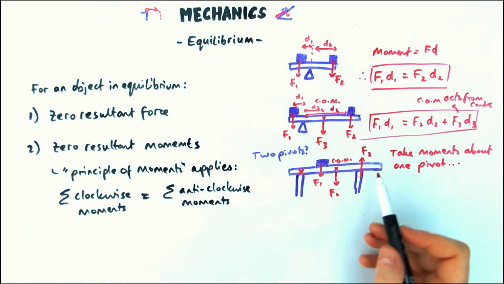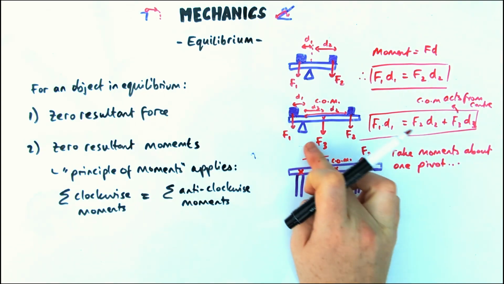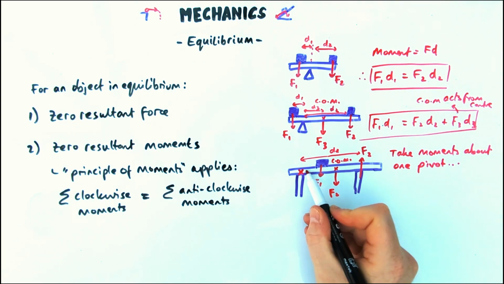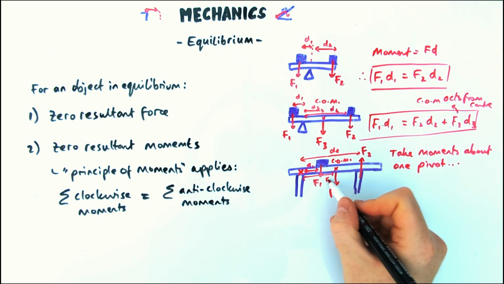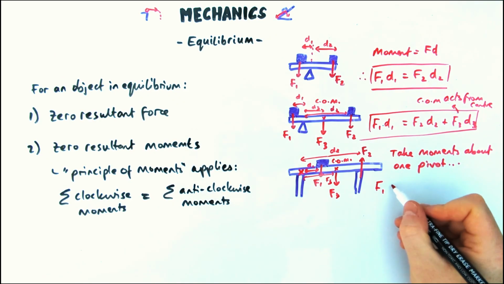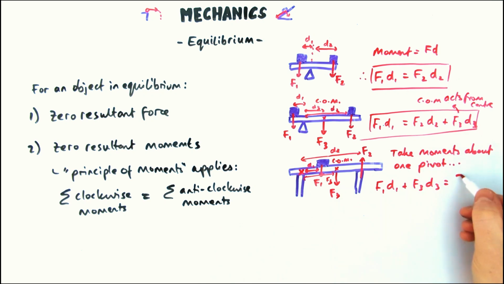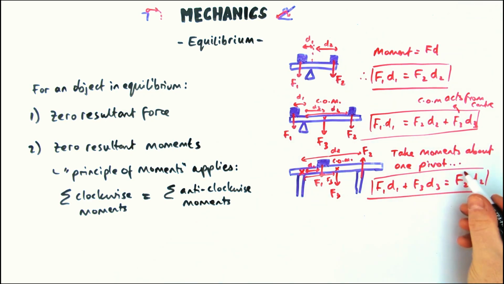Once you've chosen a pivot point, in this case I'm taking the one on the left as the pivot point, I can just do moments like before. So I've got F1 D1 plus F3 D3 equals the anti-clockwise moment, which is F2 D2 in this case. So it's just about trying to simplify it and treating it as a normal moment situation.